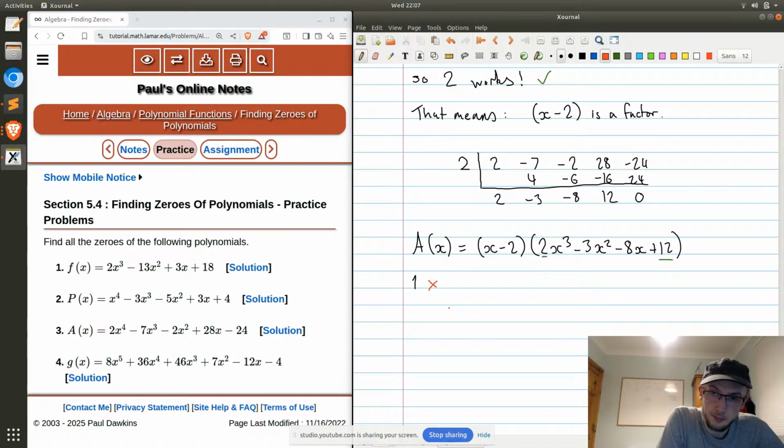And if I do -1, I get -2, -3, plus 8 plus 12, which does not work as well. Okay, now I'm going to try 2. But I have to write things down. So 2 times 2 cubed, take 3 times 2 squared, take 8 times 2 plus 12. That would be 16, take 12, take 16 plus 12. And because these cancel out and these cancel out, it must be 0. So 2 is a success.